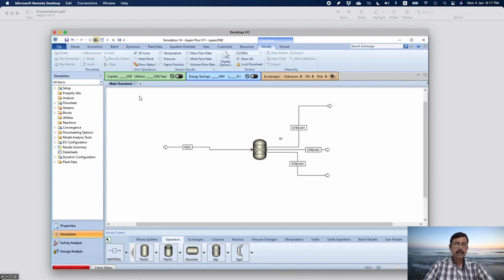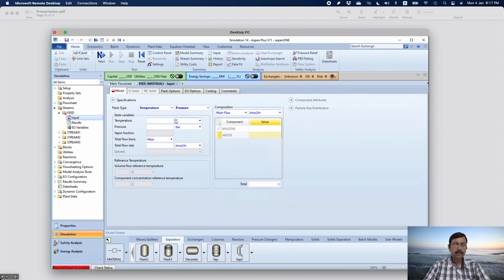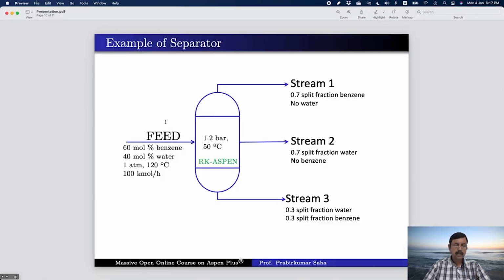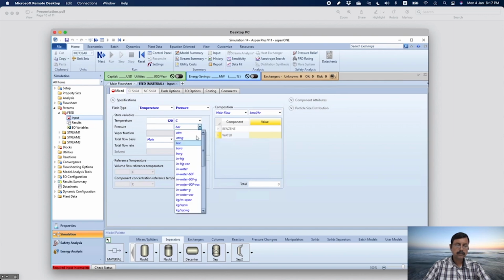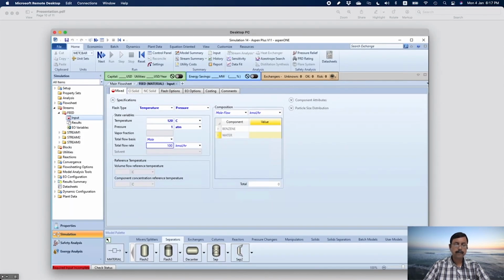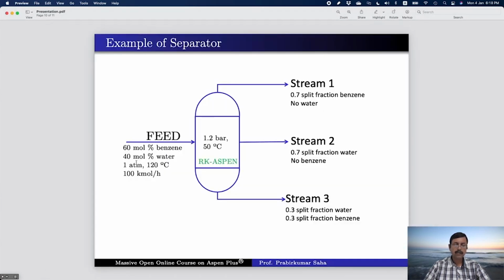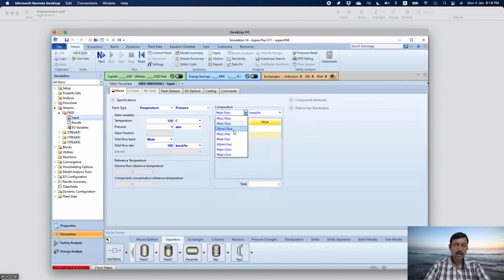Go to next, asking for feed input. So the feed is at 120 degrees centigrade, 1 atmosphere pressure. Flow rate is 100 kilomole per hour. 60 mole percent, 40 mole percent. Next.